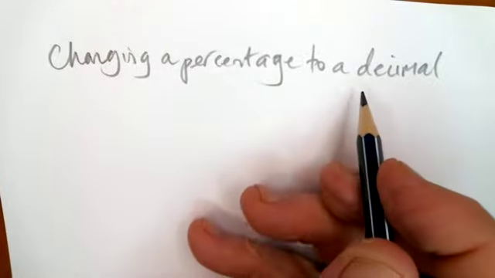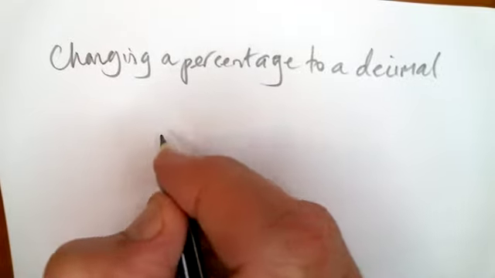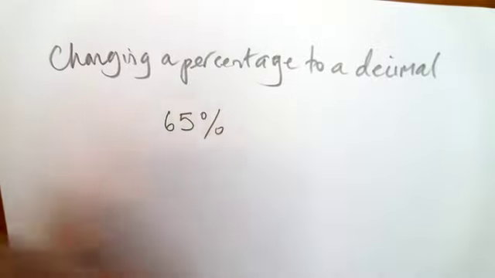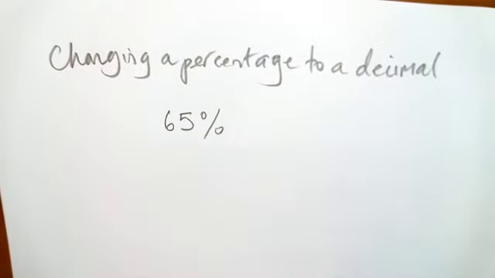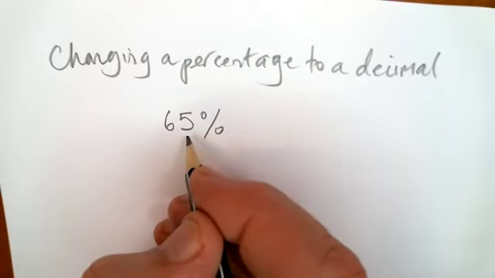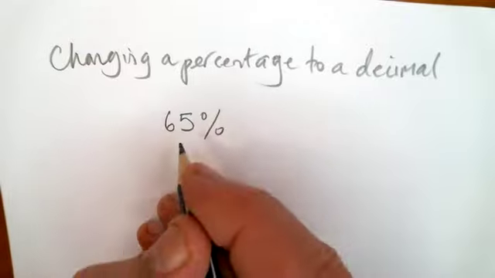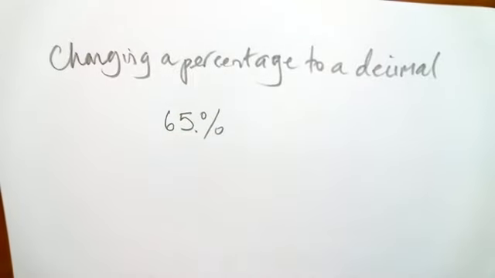Let's take a look at changing a number expressed as a percentage, for example, 65%, to a decimal. To do that, we take the percentage and look at where the decimal place is currently positioned. In this case, it's always to the right of a number. It'll be right there, for example. And we're going to move it 2 spaces to the left.